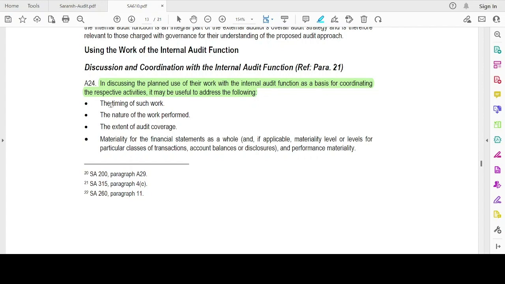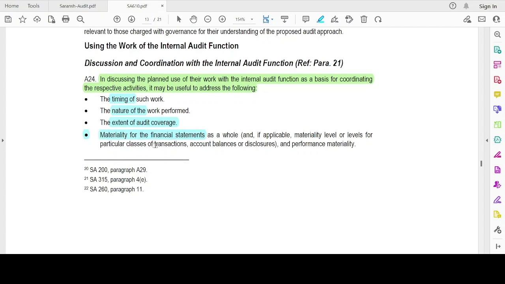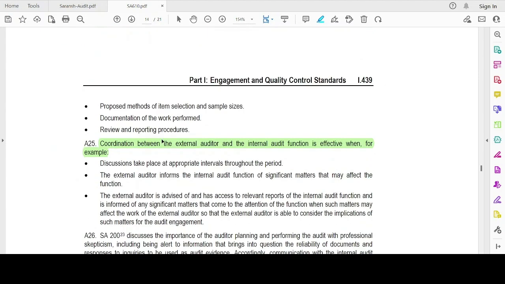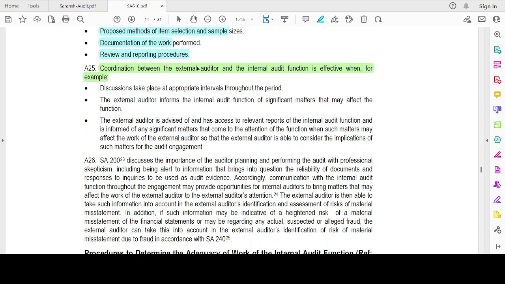I have to say, which is the timing of such work, nature of the work to be performed, extent of coverage, materiality of the financial statements as a whole, and then the performance materiality, and then propose the method for sample size, and then documentation and review of reporting procedures. Coordination between the external auditor and internal audit function is effective when, for example, discussions take place at appropriate intervals.